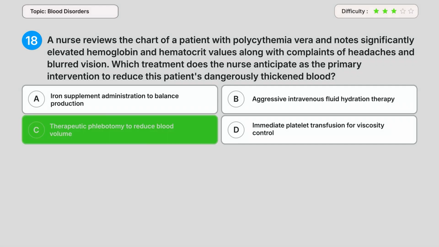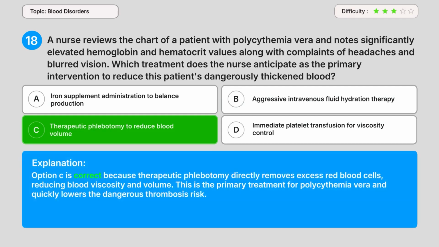Correct answer, C. Therapeutic phlebotomy to reduce blood volume. Explanation. Option C is correct because therapeutic phlebotomy directly removes excess red blood cells, reducing blood viscosity and volume. This is the primary treatment for polycythemia vera and quickly lowers the dangerous thrombosis risk.